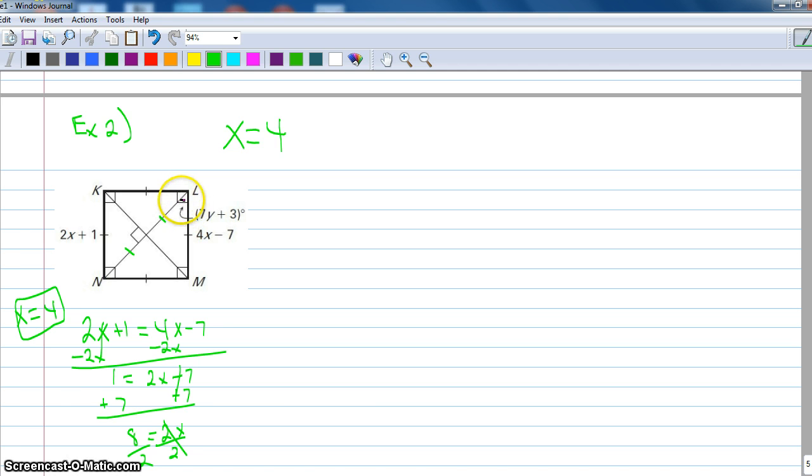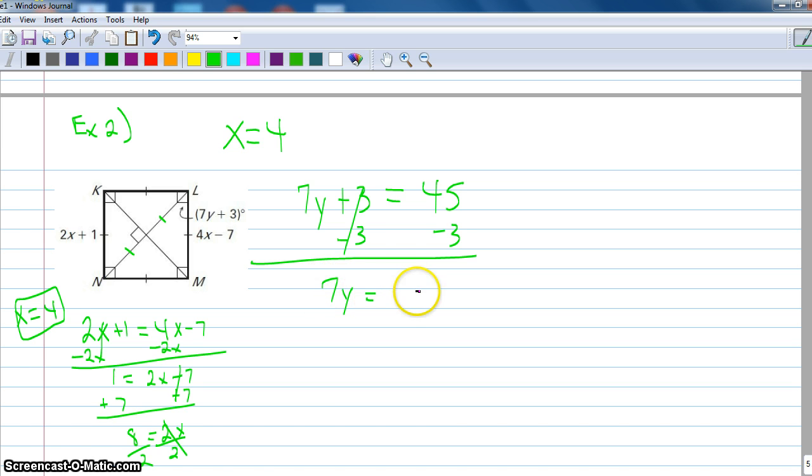And a rhombus says that a diagonal cuts this angle in half. So if it's 90, each piece is 90 divided by 2, which is 45. So 7y plus 3 is 45 because each of these is 45. Now, you couldn't solve that question unless you knew the properties of the rhombus and you knew that a square is a rhombus. So you gotta know those properties. Subtract 3, subtract 3. 7y equals 42, divided by 7. 42 divided by 7 is 6.